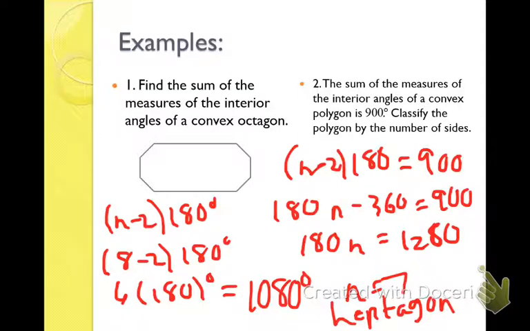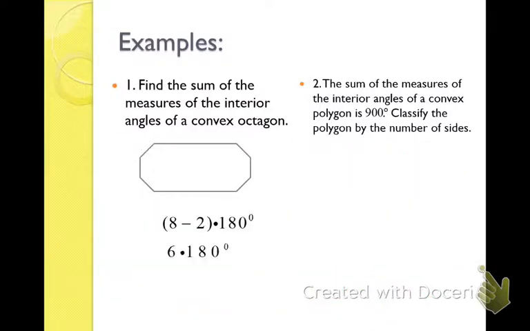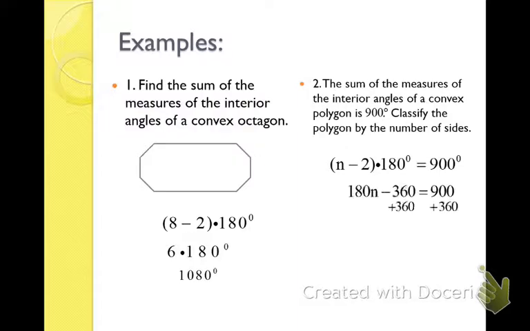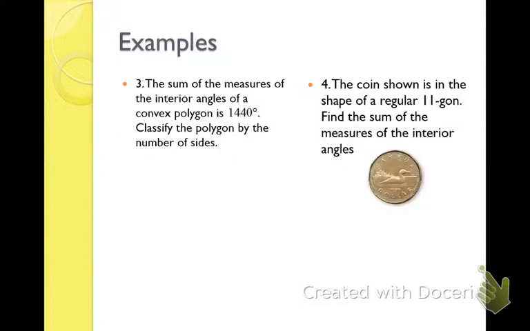All right, any questions there? No questions. Everybody have this? Okay, moving on. So there's the work. The sum of the measures of the interior angles of a convex polygon is 1440. Classify the polygon by the number of sides. Do that one on your own, and then I'll put the answer up. Do 3 and 4 on your own.